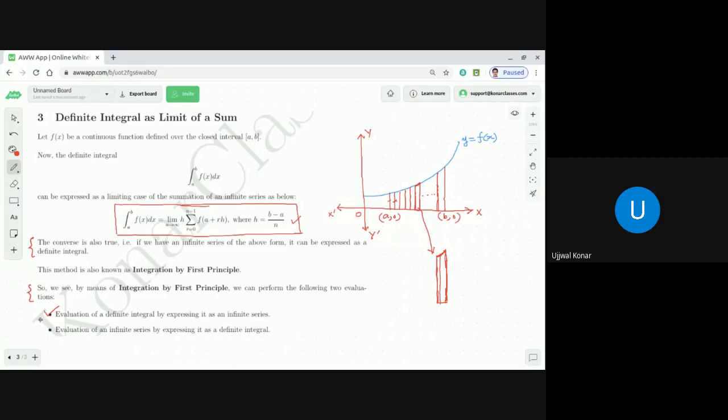And the second one is the evaluation of an infinite series by expressing it as a definite integral. Both things need prerequisite knowledge of sequence and series and limit. Once we gain this, we'll come back and have a detailed discussion. Is it clear, dear students?